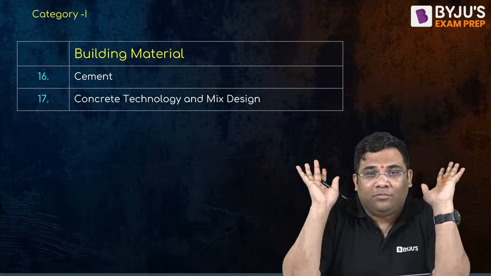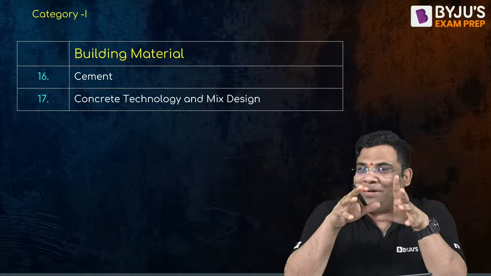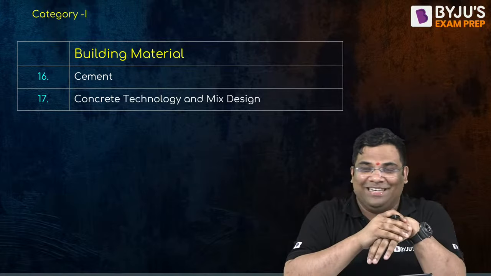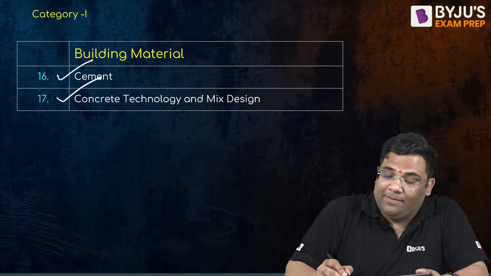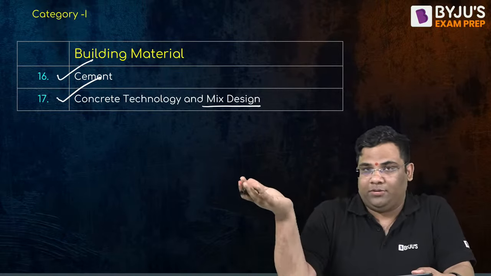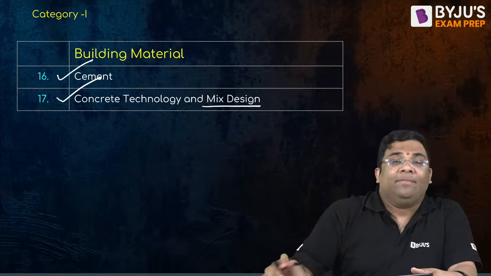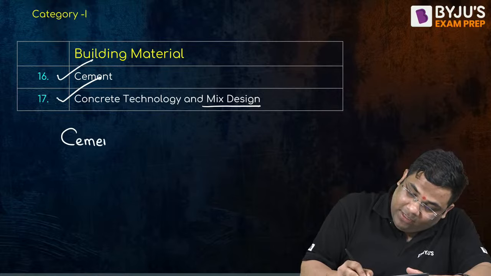Civil will be 70 marks, not counting mathematics and aptitude, right? In building material, cement, concrete technology, and mix design. Mix design is very important, the various proportions of various constituents. In cement and concrete, what to study?